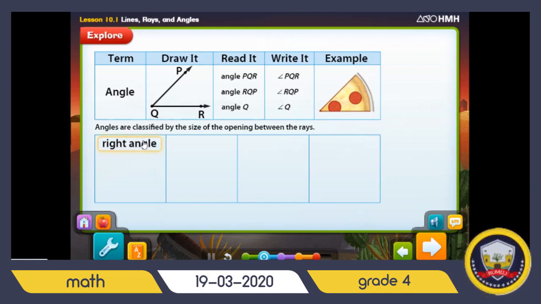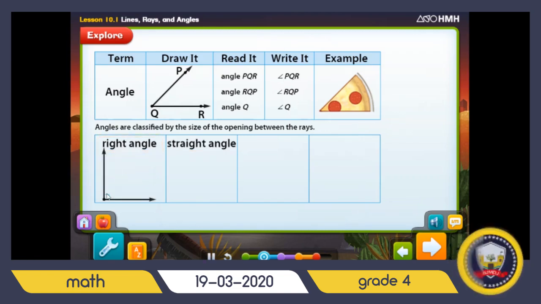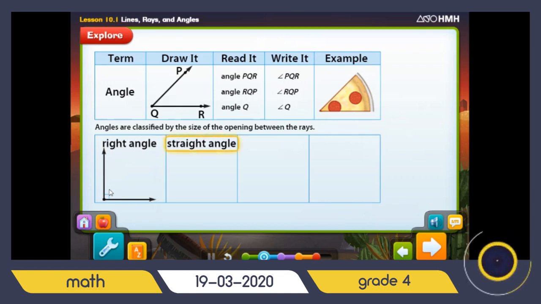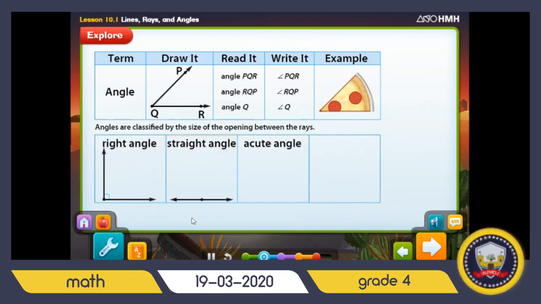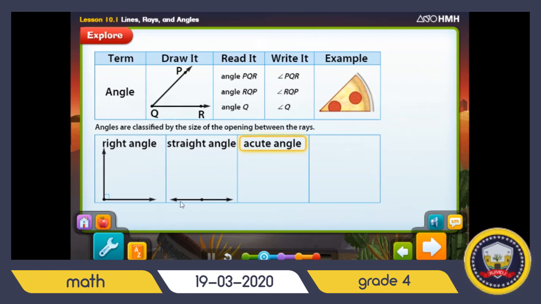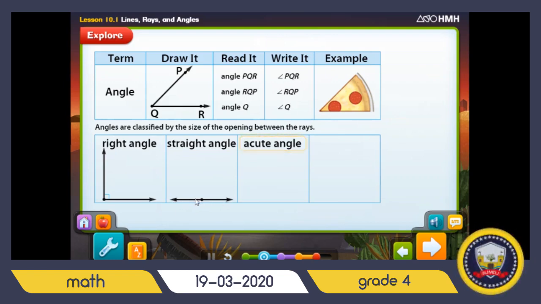So right angle, what does it mean? There are 2 rays, from here to an endless point, from here to forever. So in the right angle, we can put a square here because it represents my right angle. What about straight angle? Straight angle looks like a line that goes until forever. So this is actually 180 degrees. So we will learn them later.